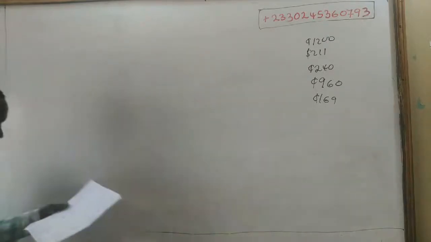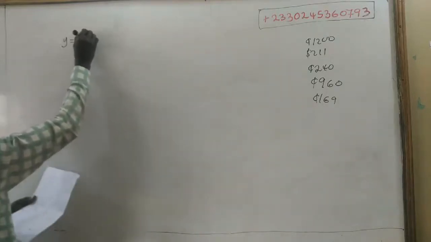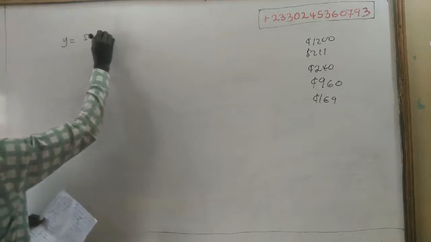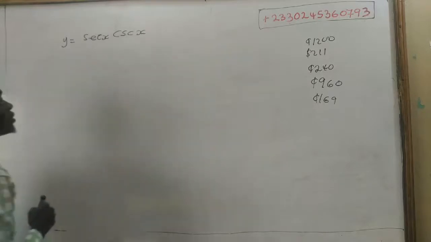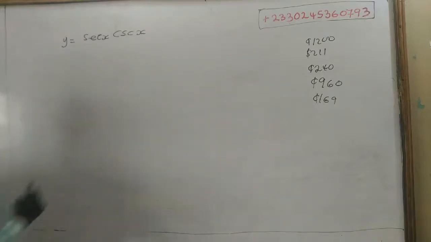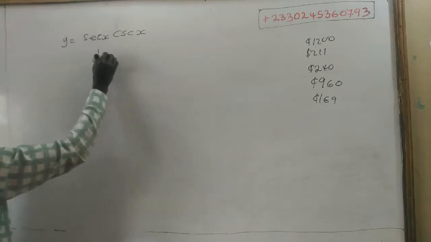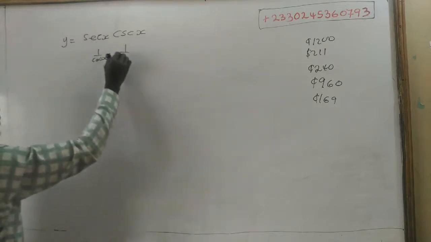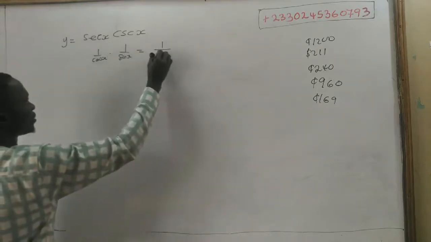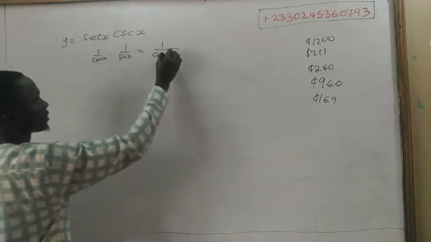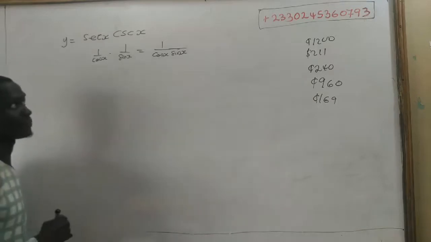Now this is the third question. Here we have y equal to secant x times cosecant x. So here, what do we do? If we change this, it will become 1 divided by cosine x, times this will become 1 divided by sine x, and it will be 1 divided by cosine x sine x. Very simple as that.